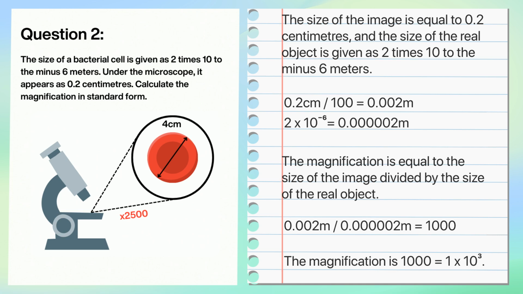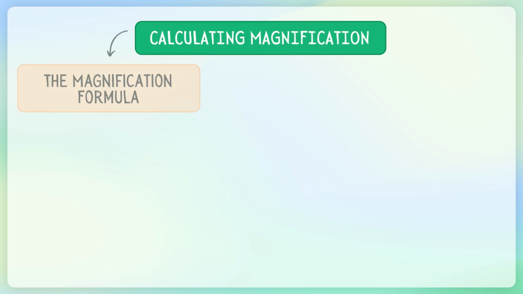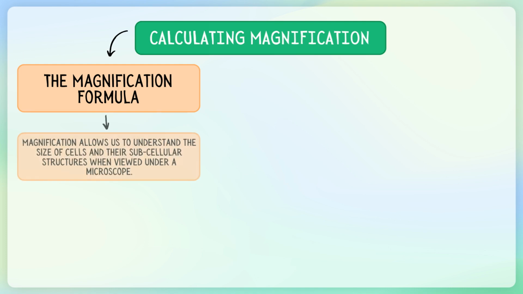In today's lesson, we focused on measuring sizes and estimations within cell biology. Particularly, we looked at how to use the magnification formula and express our answers in standard form. We started by discussing the importance of understanding cell sizes, as well as subcellular structures, as this knowledge is fundamental in various aspects of biology.